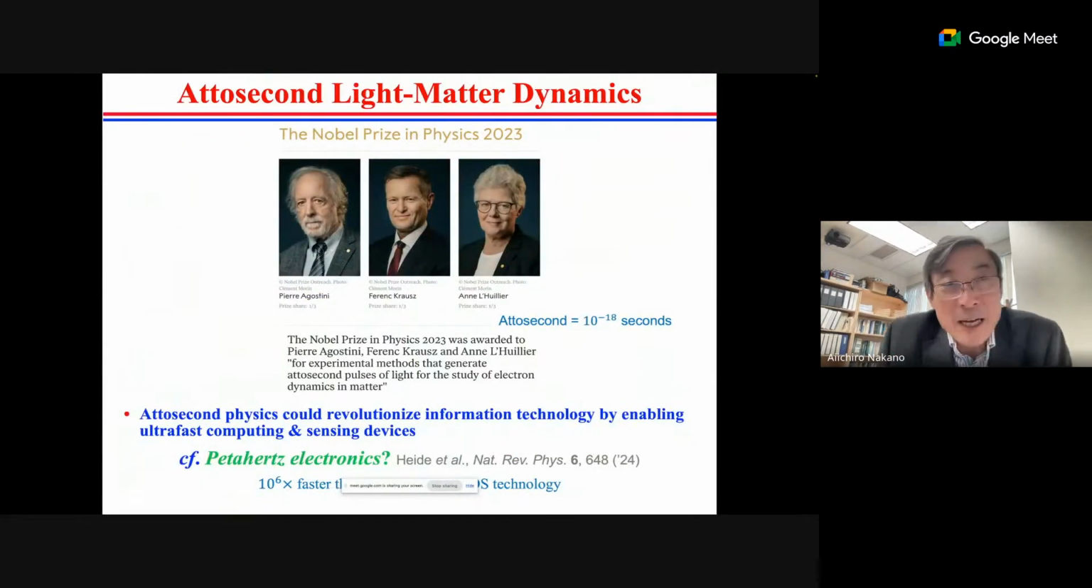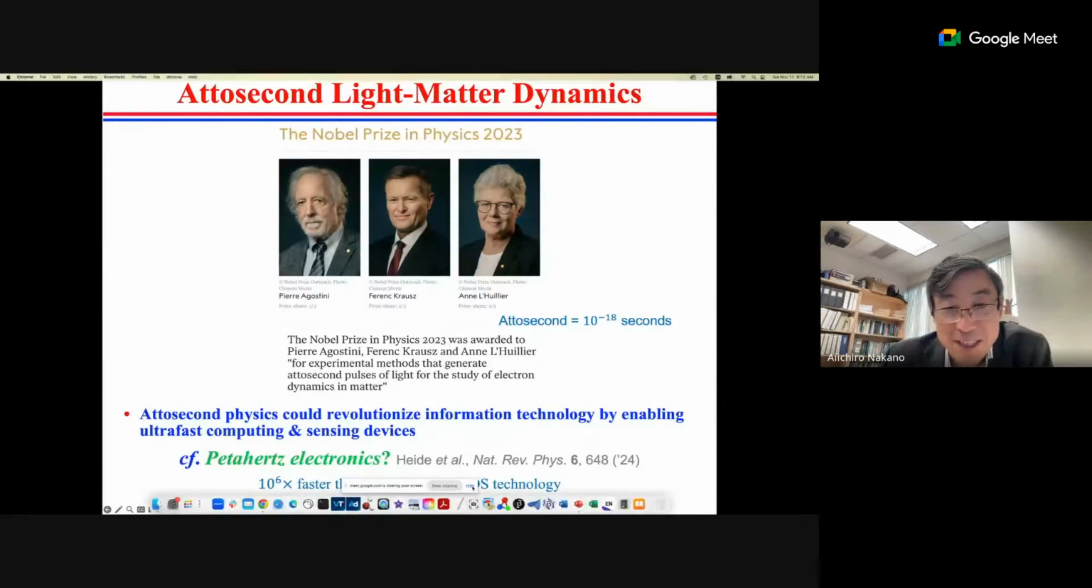The more exciting application is the so-called attosecond light-matter dynamics, which was the topic of the Nobel Physics Prize in 2023. Attosecond here means 10 to the power minus 18 seconds. It's very fast. Why this is exciting is that attosecond physics could revolutionize information technology by enabling ultrafast computing and sensing devices. People are already talking about petahertz electronics, which is 1 million times faster than the current gigahertz CMOS technology.